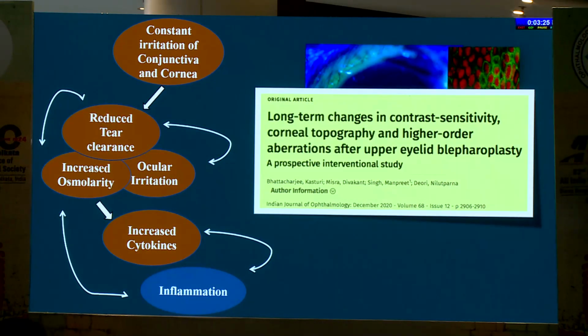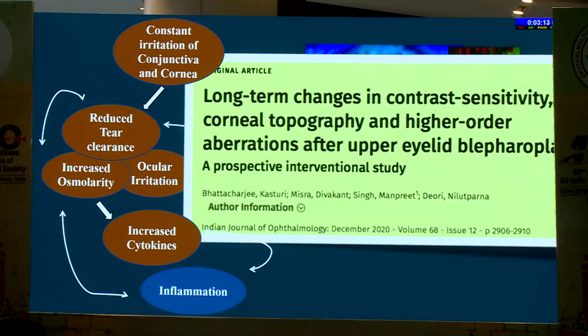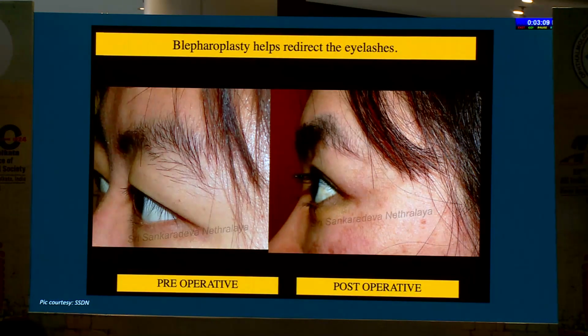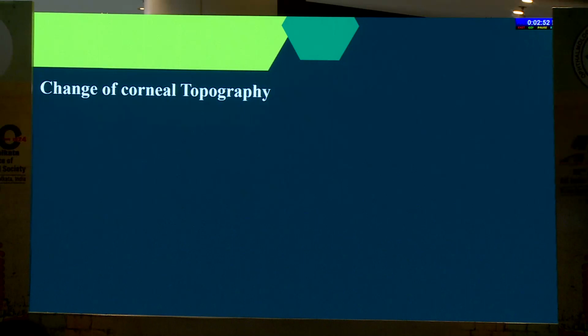So, this we've covered in a paper that is written by Dr. Kasturi ma'am, with long-term changes in contrast sensitivity and corneal topography and higher order aberrations after an upper lid blepharoplasty. So, this shows that there are changes in contrast sensitivity after an upper eyelid blepharoplasty. As you can see here, this patient presents with a lash ptosis, and post-operatively the lash ptosis is corrected, the upper eyelid contour is directed well. Similarly, another patient here with lash ptosis and post-operative view of the up-directed eyelashes.